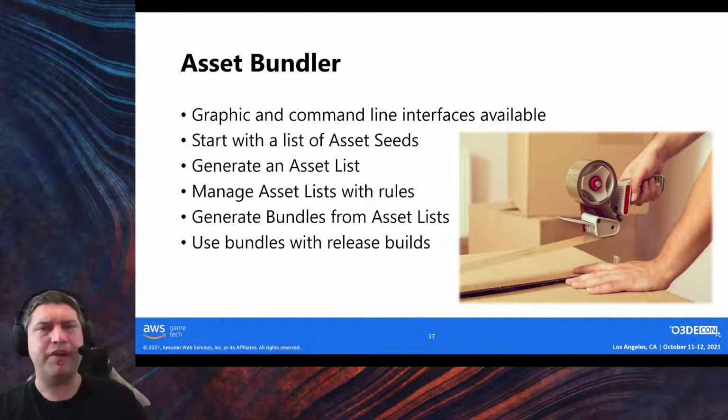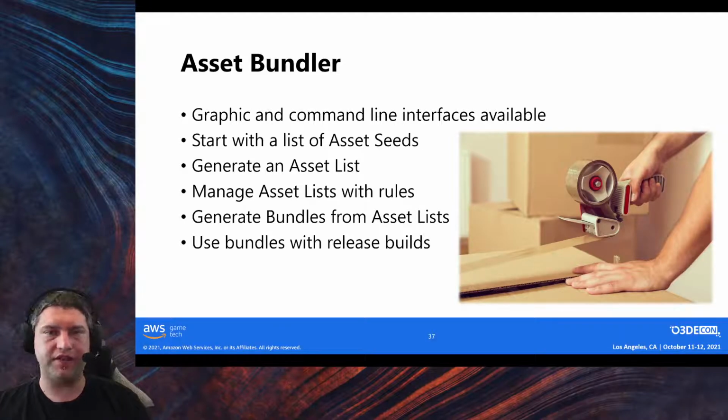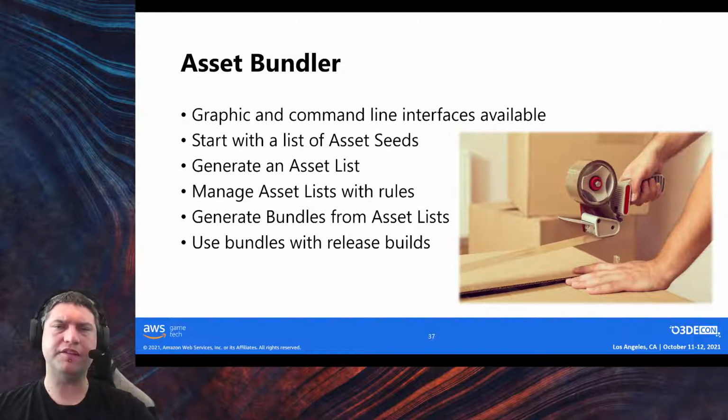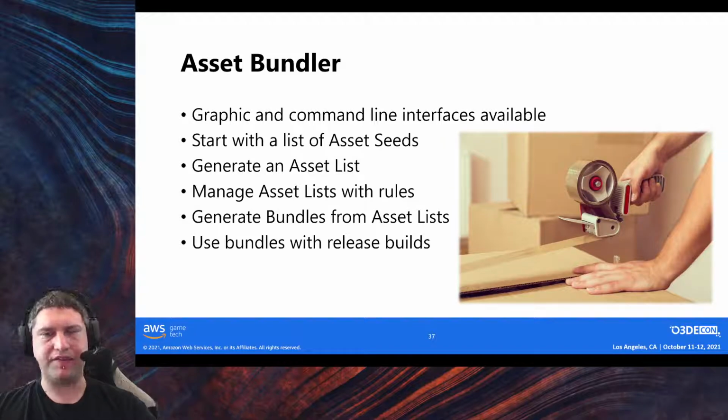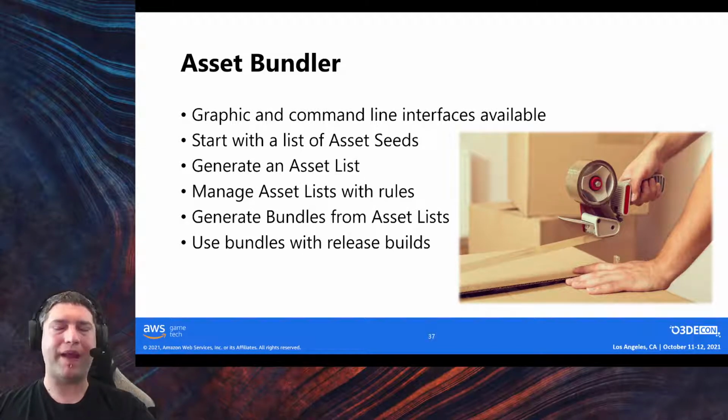So the Asset Bundler starts with either a graphical or a command line tool. We recommend using the graphical interface as a way to learn the tool, and then move on to the command line interface once you have a repeatable process you want to apply and potentially run on an automated build machine. You start with a list of asset seeds, which you then expand into an asset list based on their product dependencies. You can manage those asset lists with rules. That's where patching comes in.